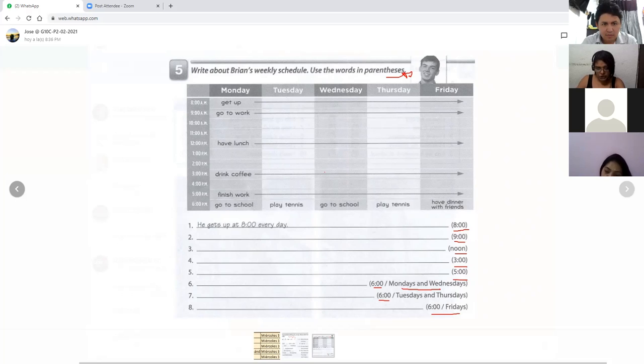And he goes to school. Six. He goes to school at six on Mondays and Wednesdays. Yes, correct. At six. On Mondays. Mondays and Wednesdays. Correct, yes. Nice. Entonces ahí sería, he finishes work. Teacher. Yes, sir.